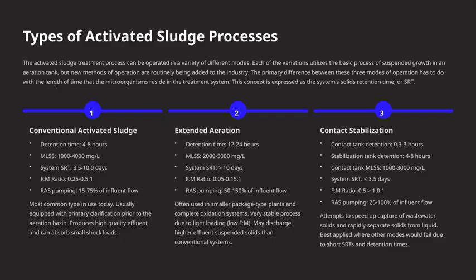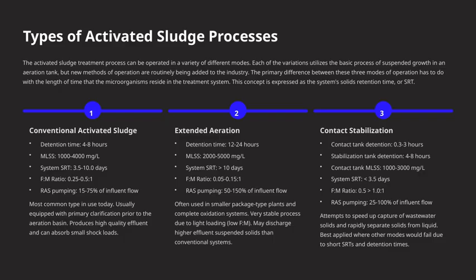Finally, there's contact stabilization. This process involves a short contact tank detention, about 0.3 to 3 hours, followed by a stabilization tank for 4 to 8 hours. The MLSS in the contact tank ranges from 1,000 to 3,000 milligrams per liter, and the overall SRT is less than 3.5 days. The F/M ratio here is higher, from 0.5 to over 1, indicating a heavier loading. RAS pumping varies from 25 to 100% of influent flow.